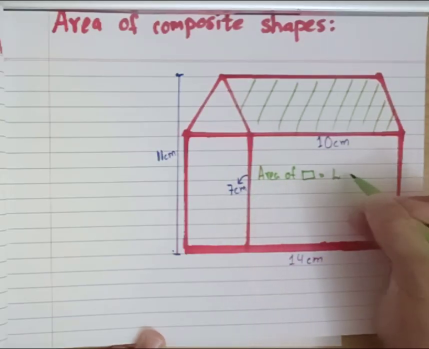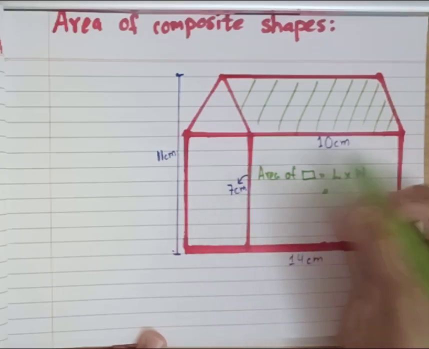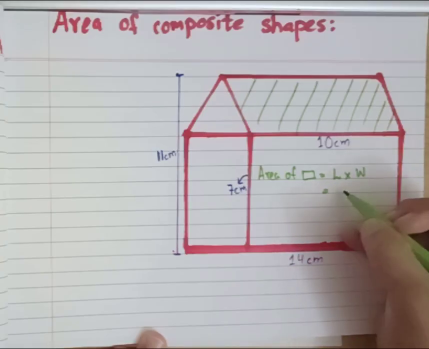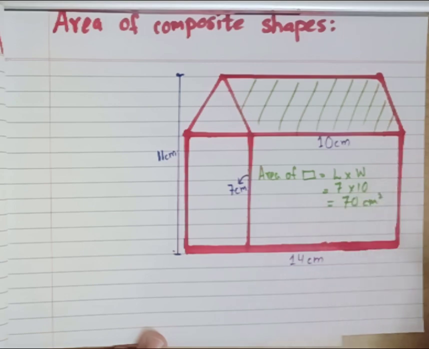So the formula is length times width. So 7 centimeters is the length, and the width is 10 centimeters. So 7 times 10, that will be 70 centimeter squares. We are done with the first rectangle.